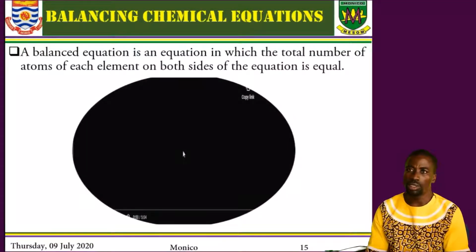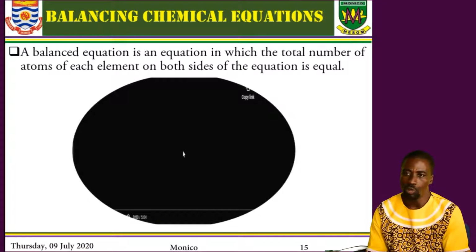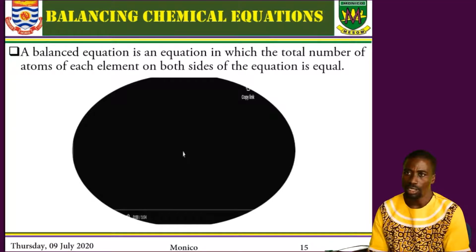Good. In fact, we are also going to look at how we can balance a chemical equation. If a chemical equation is given to us, since atoms are neither created nor destroyed, how do we make sure that whatever we have at the product side will be equal to what we have at the reactant side?